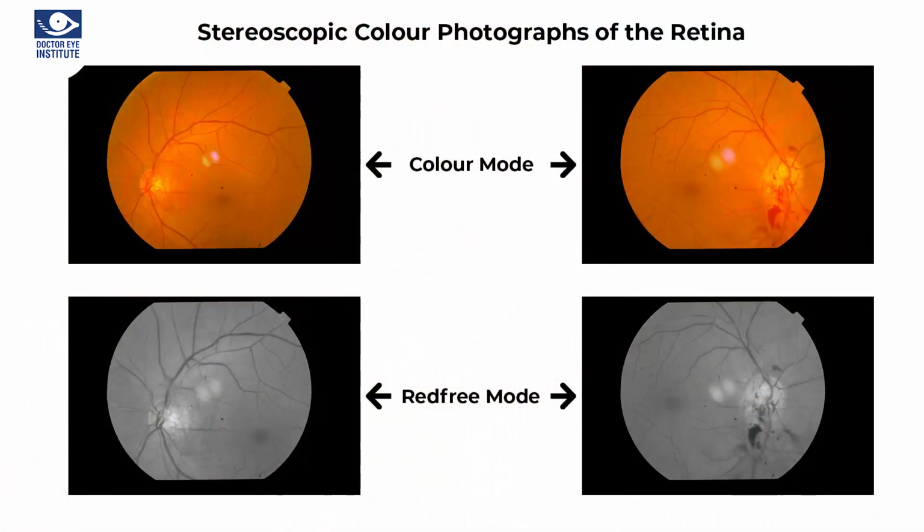The procedure is non-contact, non-invasive, and requires the patient to place his chin on a chin rest while the examiner captures the necessary photographs in color and red-free modes. The entire process takes only a couple of minutes, and the photos so captured can be easily printed on a photo paper for permanent record.